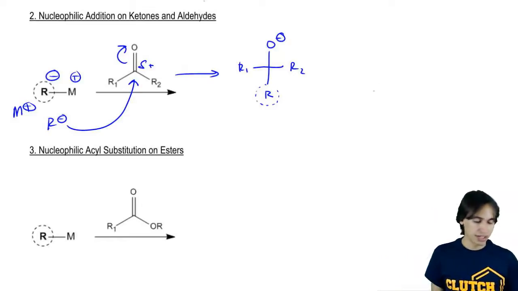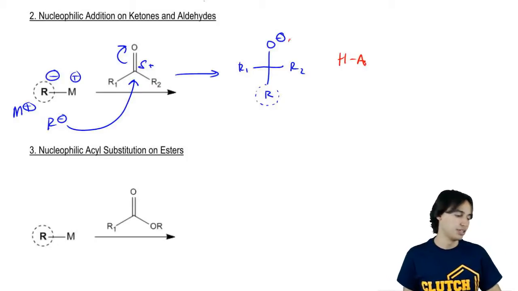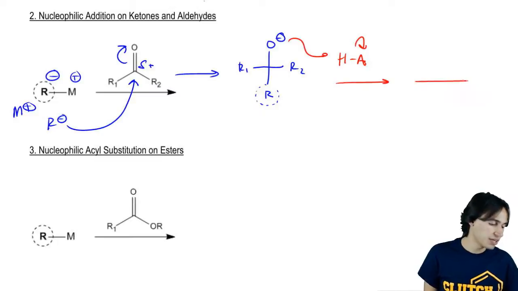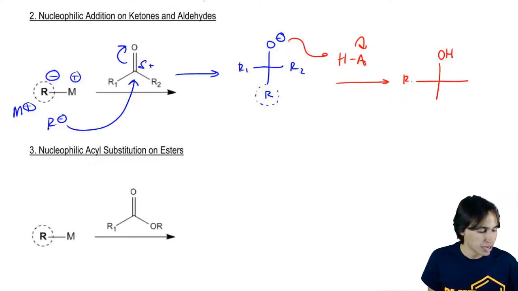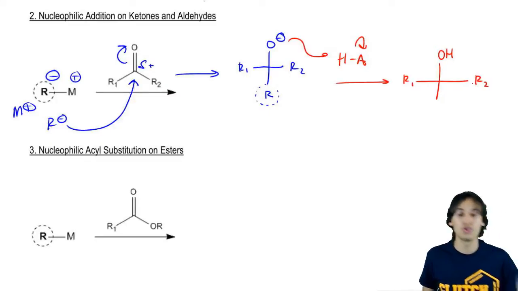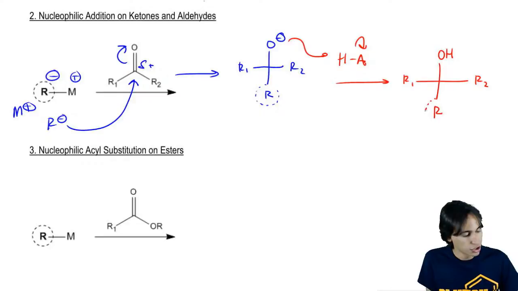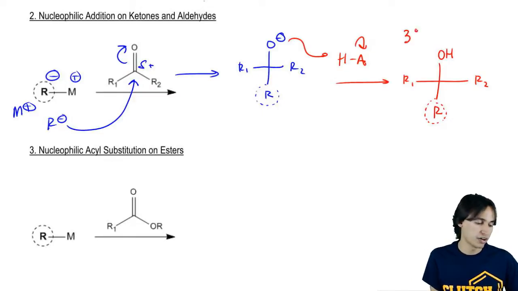You got to protonate. Okay? So some kind of protonating agent, depending on the exact reaction, is going to come in and protonate. So at the end of this, you would wind up getting a substituted alcohol where now you have an extra R group. You had two R groups before because it was a ketone, but now you have your extra third R group. So this actually turns out to be a tertiary alcohol.